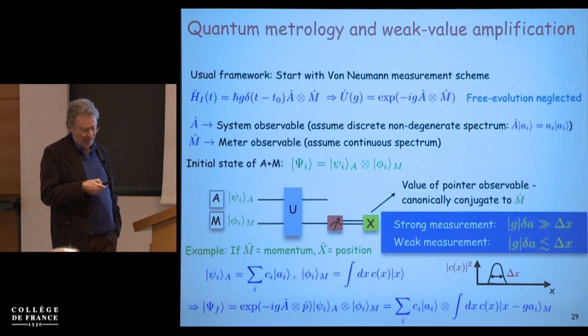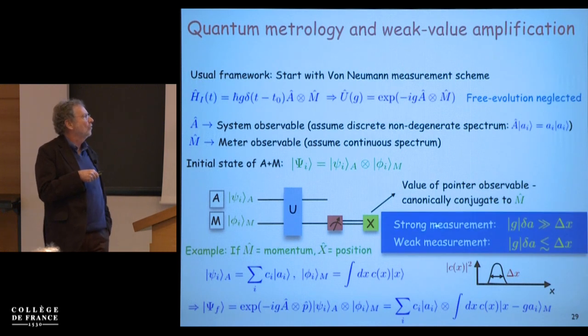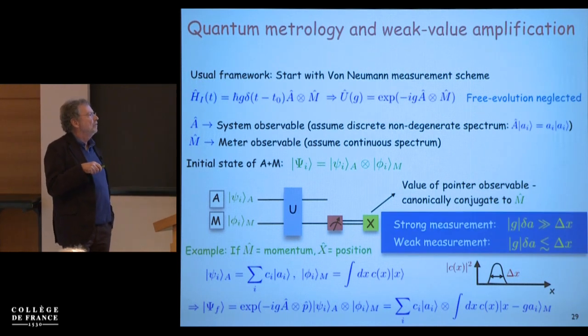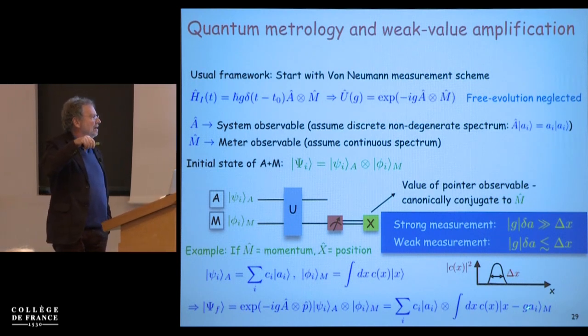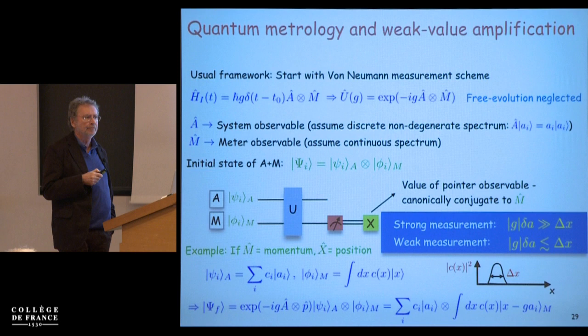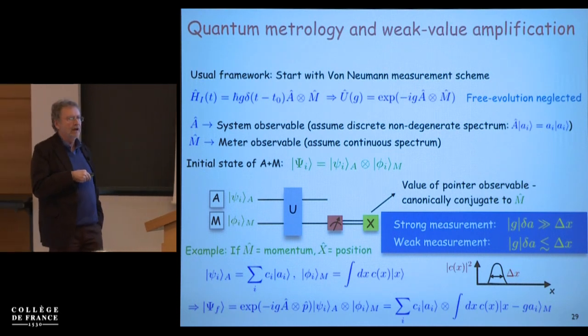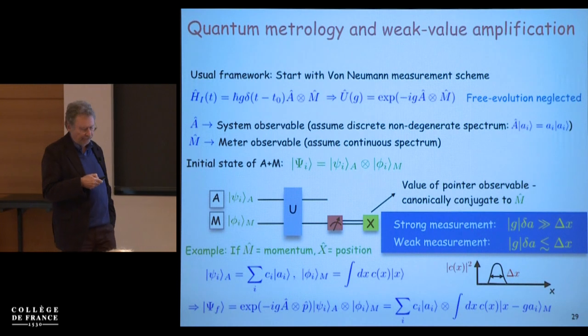Now, that's true for the usual measurements. For the so-called strong measurement, a requirement is that the distance between nearby eigenvalues here is much larger than delta x, the width of this pointer state. If that's not true, you have a weak measurement, so by measuring the pointer, you will not be able to tell precisely what the eigenstate of A is.